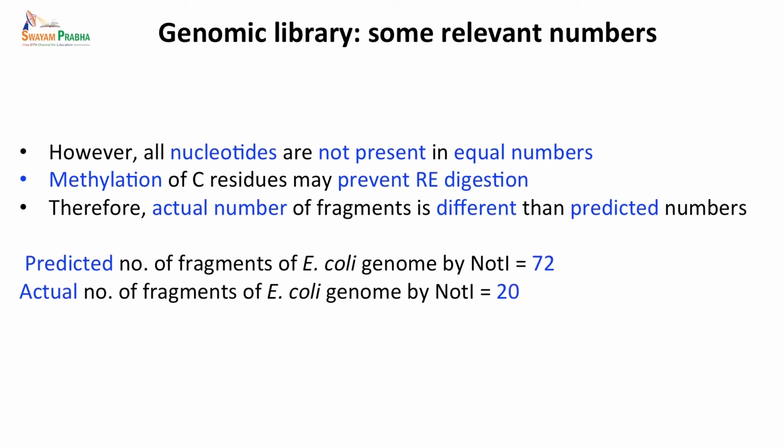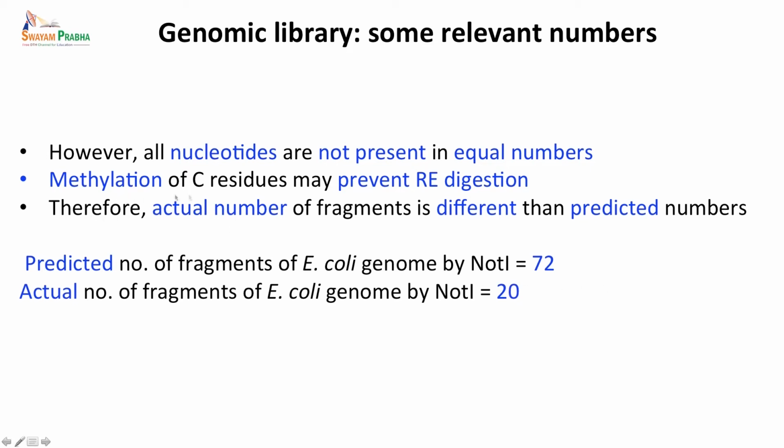However, when we do this theoretical consideration, we have assumed that at all positions there is an equal probability of all the 4 nucleotides being present. However, many organisms will not have all the nucleotides present in equal numbers. So there are AT rich genomes, there are GC rich genomes, and so on and so forth. So that leads to the theoretical calculation not being observed in practice.